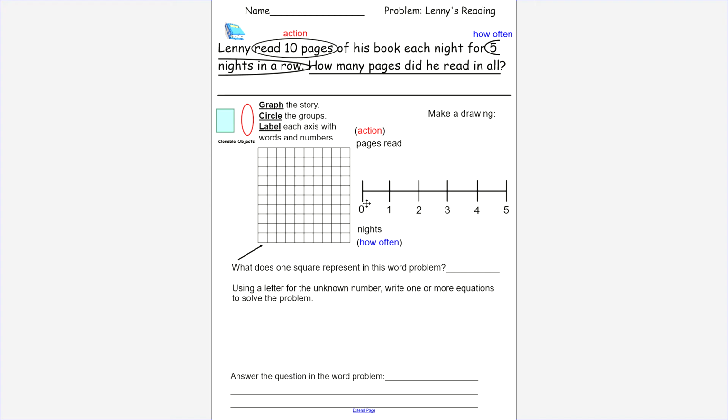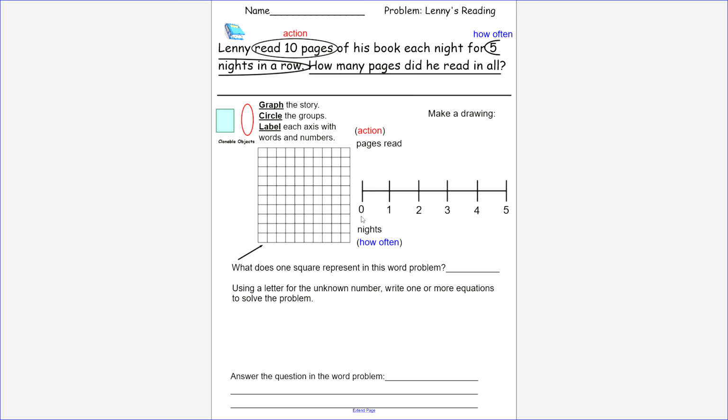I want you to notice how I did my best to make the distance between each tick mark. That's what we call these lines on the number line. I did my best to make the distance between each tick mark the same. When we're making a number line, we always do our best to make the tick marks the same distance apart. Now that we've gone ahead and put our time, or how often it's happening, on our number line, we can start thinking about the action.